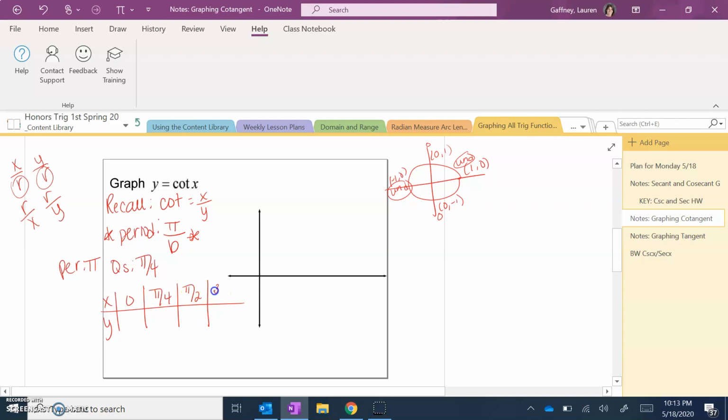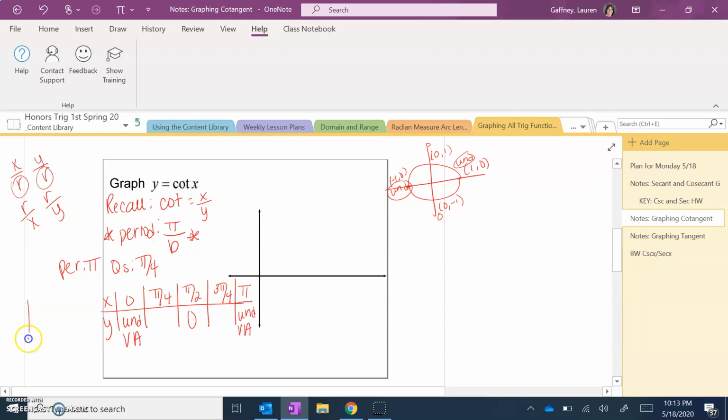So when we fill these values in, I kind of started to do some values over here. I did the first value, which is going to be undefined, so we have a vertical asymptote. Now pi over 2 I did as well. I got 0. And pi I did as well. That would be over here. That's where pi is located. And that was also undefined, so that would also be a vertical asymptote.